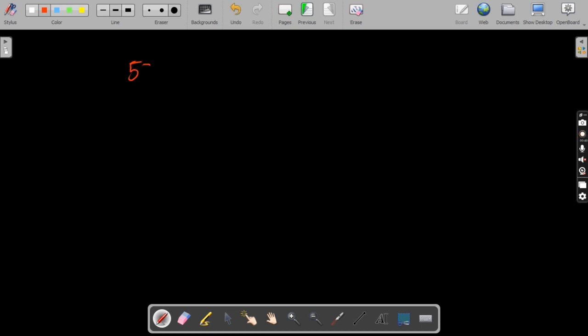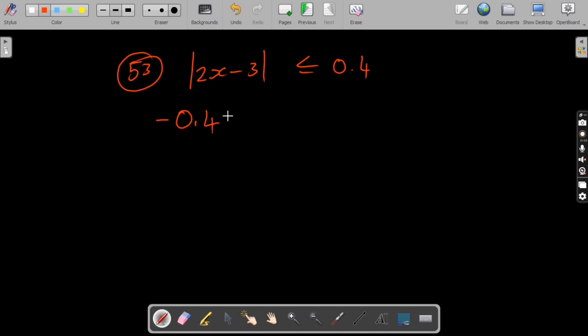So this question is asking for the absolute value of 2x minus 3 less than or equal to 0.4. And here we're just going to use the rule directly. We'll use a similar rule in questions 47 and 49. And the rule says that for this to happen, the expression inside the absolute value sign has to be between negative 0.4 and 0.4. Okay, so this is what will solve our problem.